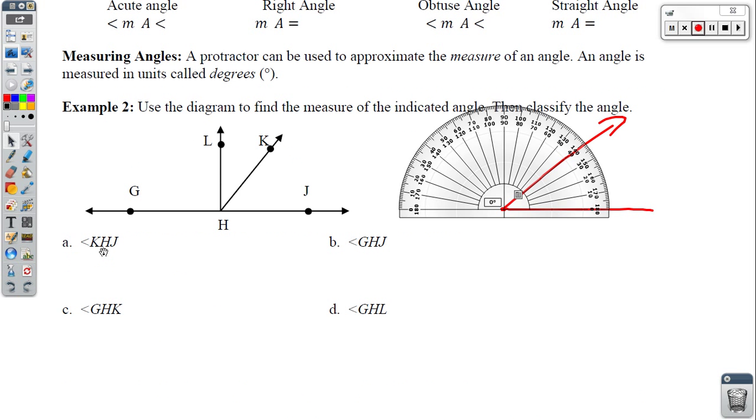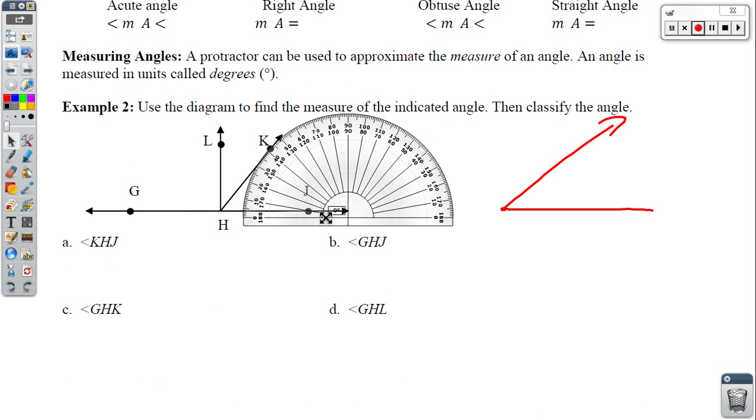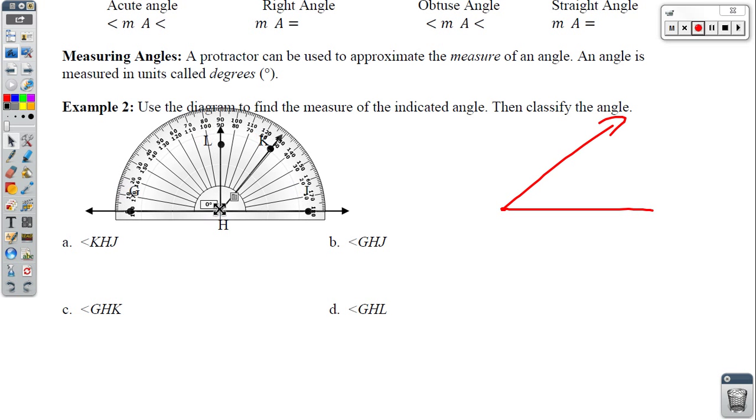My page flipped. There we go. All right, so let me bring it back over here. So we're going to put those crosshairs on the vertex of the angle. And then you just have to measure going either from the bottom of the right side or the bottom of the left side, depending on which way the angle opens up. So if we're looking for angle KHJ, that's the first one.